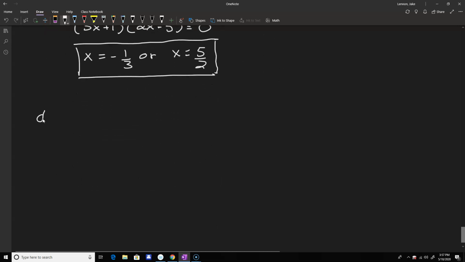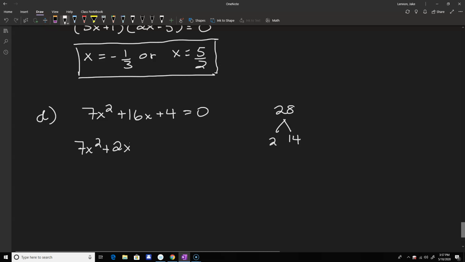Anyhow, let's do one more factoring example just to really drill it home. So if we have 7x² + 16x + 4 = 0, we have 7 times 4 here, so that gives 28. And everything's positive, so this example is usually pretty quick to figure out. 2 times 14 are going to give us the proper splitting numbers. So we have 7x² + 2x + 14x + 4 = 0.